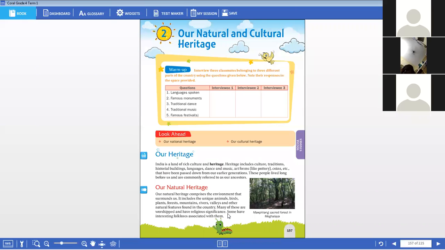Some mountains also have religious significance, like churches. They'll say that this mountain is famous for this, or it has interesting folklores. Some mountains will have interesting stories about them. So these all come under our natural heritage, and many interesting facts and worships are also related to them.